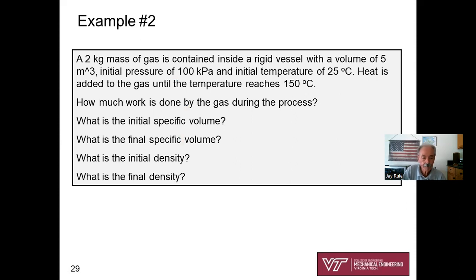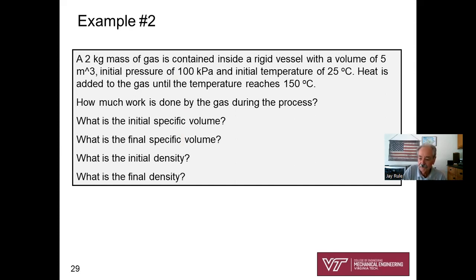Example 2. A 2 kilogram mass of gas is contained inside a rigid vessel with a volume of 5 cubic meters. Initial pressure is 100 kPa. Initial temperature is 25 degrees C. Heat is added to the gas until the temperature reaches 150 degrees C. Gets hotter, okay? How much work is done by the gas during the process?